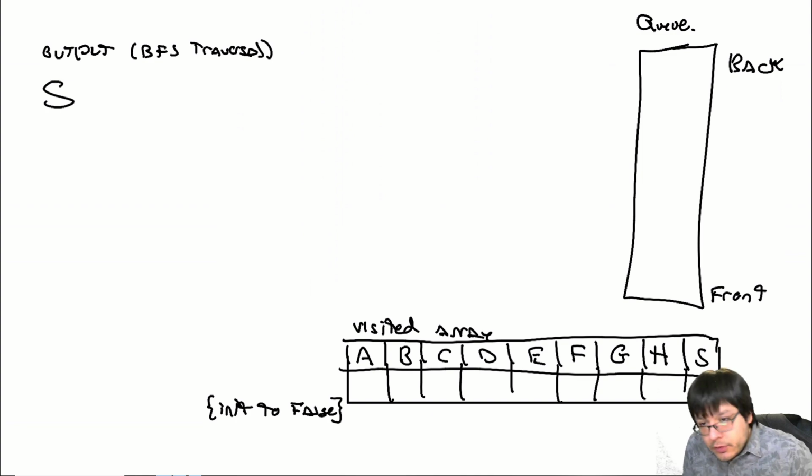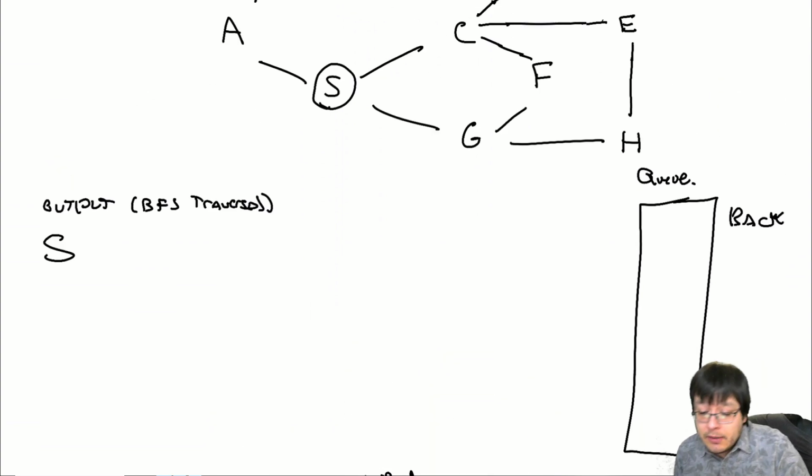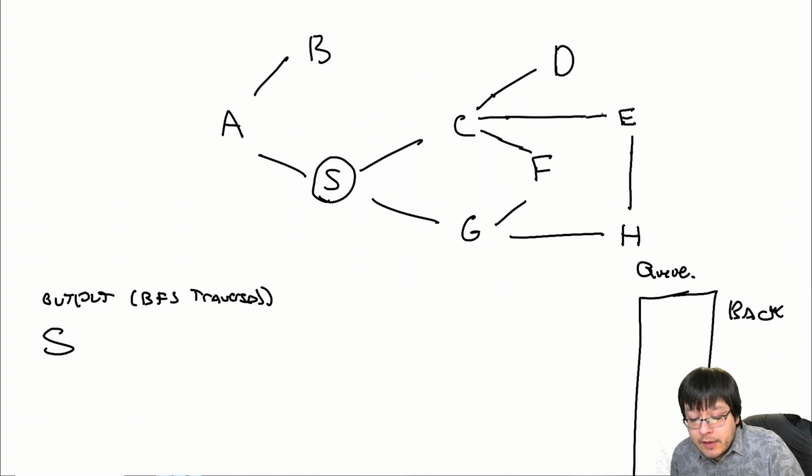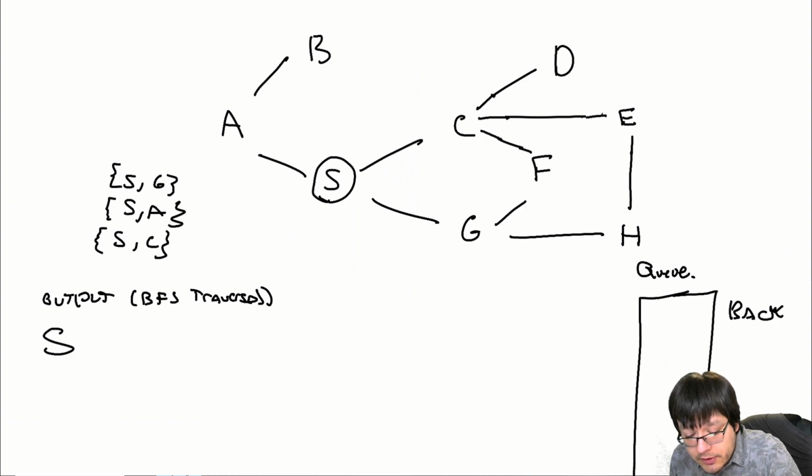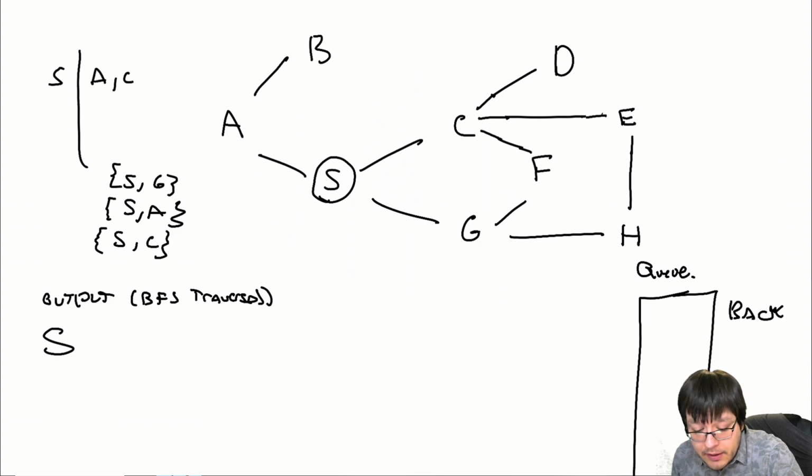When you coded your graph, if you coded it using an adjacency matrix, you would be looking at the matrix to see what edges are coming out of S. So look at the edges coming out of S, figure out what those nodes are, and then write them down. So what edges are coming out of S? We have S to A, S to C, and S to G, right? And this we found either in your adjacency matrix or adjacency list. If it was the adjacency list, somewhere in there would be S and you would have A, C, G.